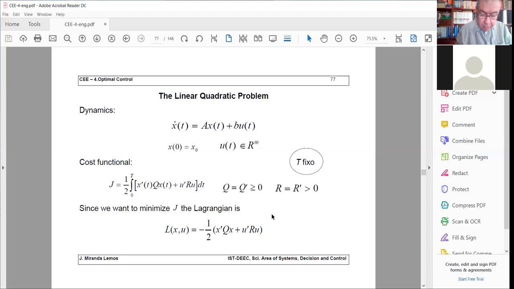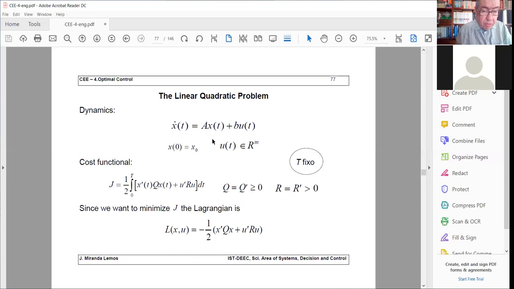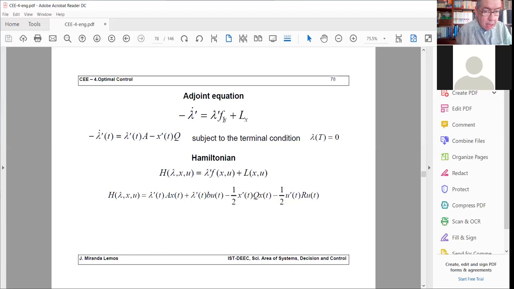Okay, let's try to apply Pontryagin's principle to get the solution for this optimal control problem. Remember that the adjoint equation is written here. So you need the Jacobian matrix Fx and the gradient Lx. Now, what happens? Look at F. F in our case is Ax plus Bu. So if you compute the matrix of first derivatives, it's just the matrix that multiplies x, because this is linear. So the Jacobian matrix is just A. And you put here, instead of Fx, an A in this line.